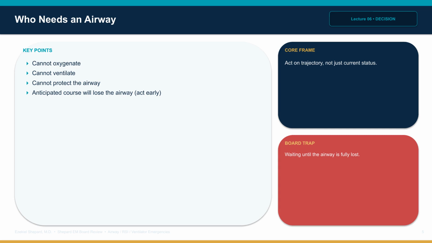The airway decision is built around 4 questions. Can the patient oxygenate? Can the patient ventilate? Can the patient protect the airway? And what is the anticipated course? A patient who cannot oxygenate, cannot ventilate, cannot protect, or is predicted to lose the airway needs early action. Do not wait until the airway is completely lost. The board principle is to act on trajectory, not just current status.